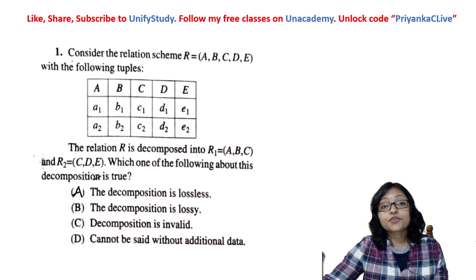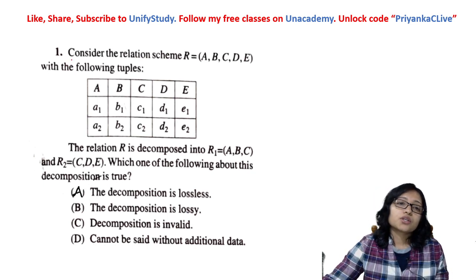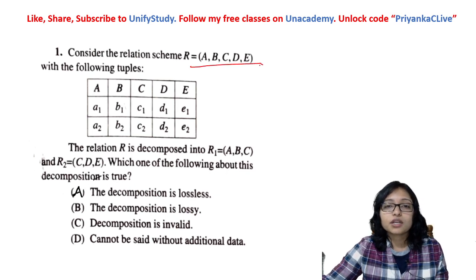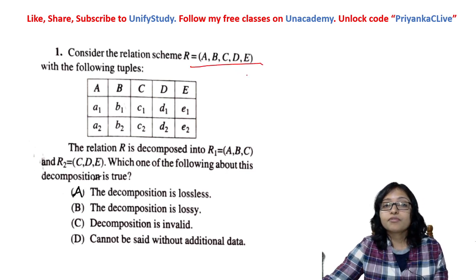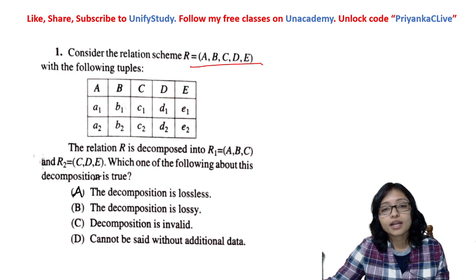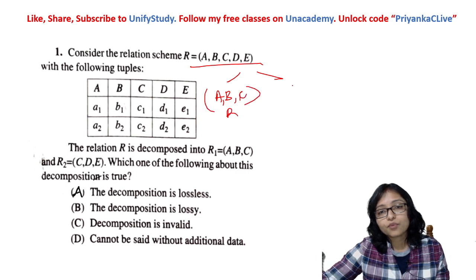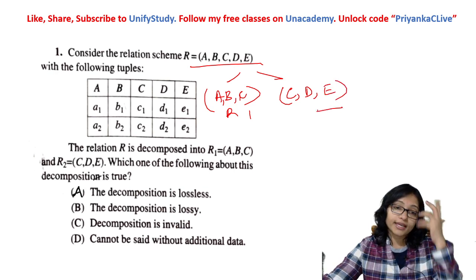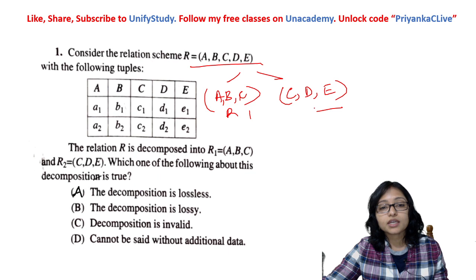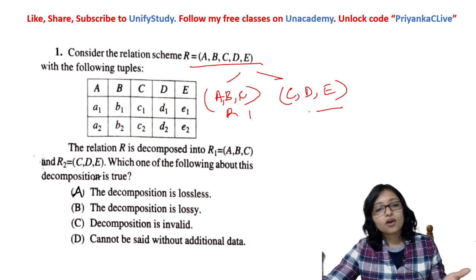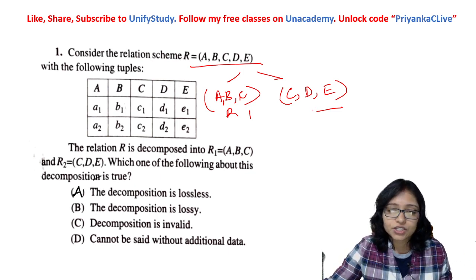The next question is from the lossless and lossy concept. So here this was the relation A, B, C, D, E. It is divided into two relations, R1 and R2. A, B, C is there in R1 and in R2 there is C, D, E. Now it is asking you, is it lossless? Is it lossy? The decomposition is invalid or can't be said without additional data.